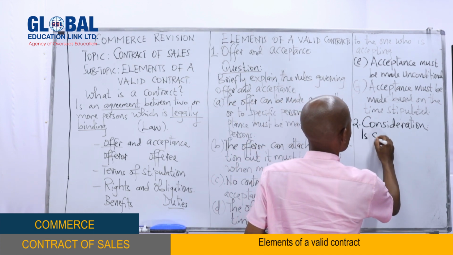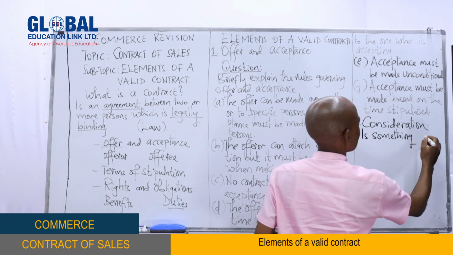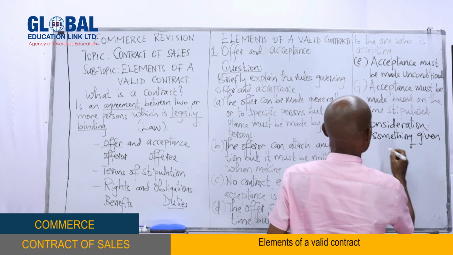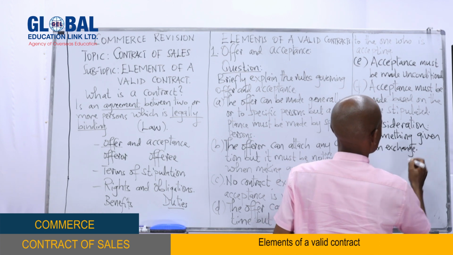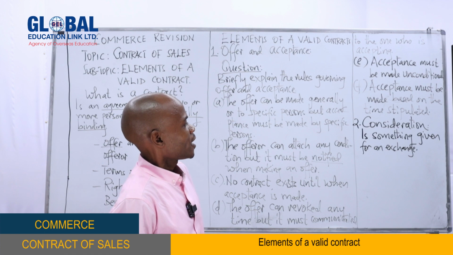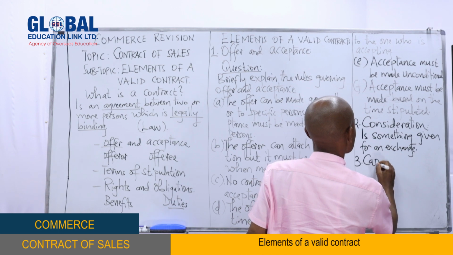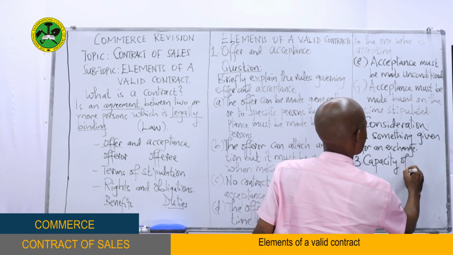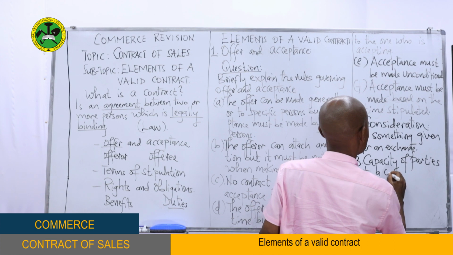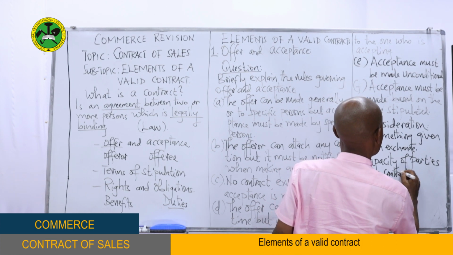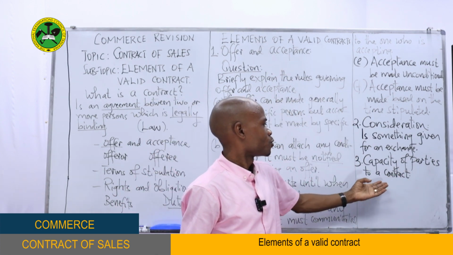So consideration is something given for an exchange. The third element is capacity of parties to a contract.